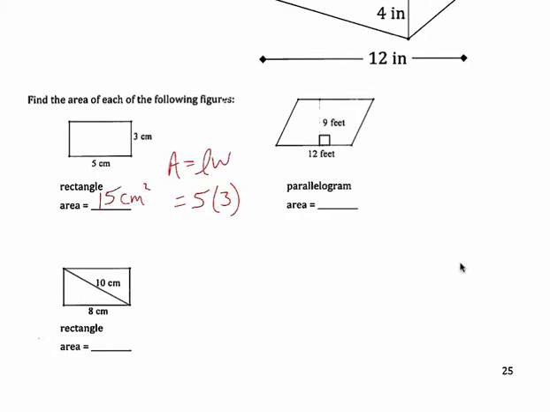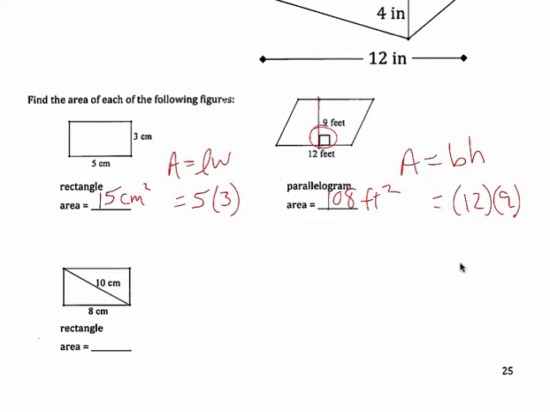On the second one, it's a parallelogram. Start with the formula. The area is the base times the height. The base would be 12. The height is the segment that's drawn perpendicular. I see the 90 degrees, so my height is 9. So I have to take 12 times 9, which would be 108 feet squared.